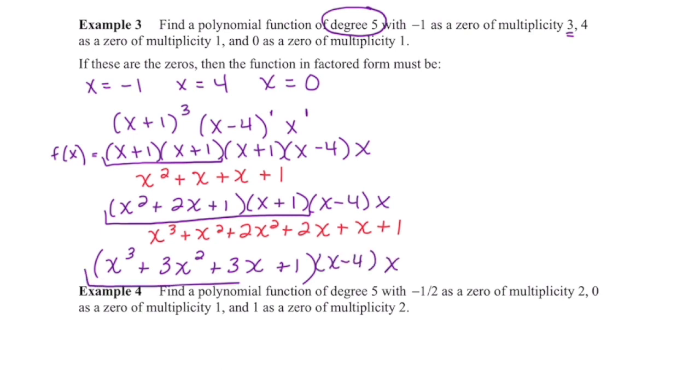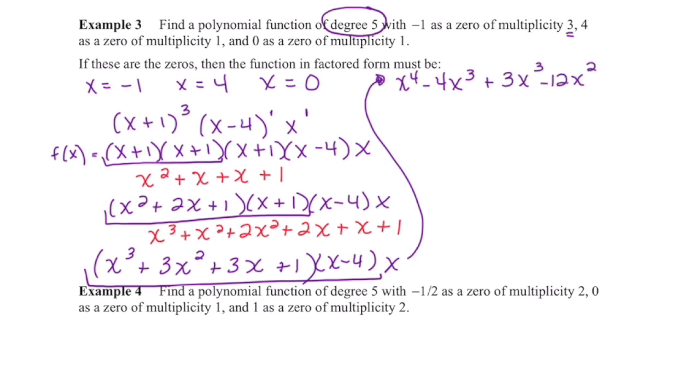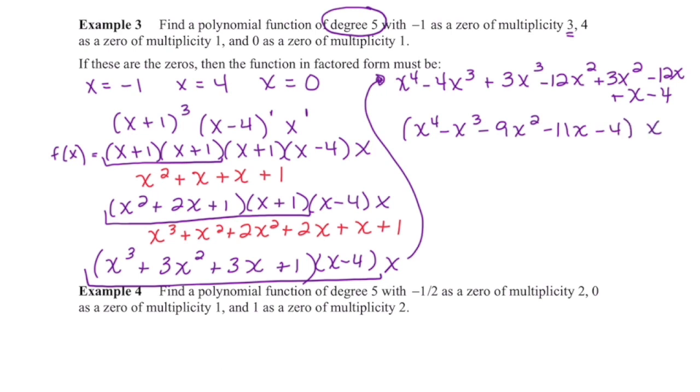So continuing on, take the polynomial of degree 3 times our binomial. This provides us with x to the 4th minus 4x cubed plus 3x cubed minus 12x squared plus 3x squared minus 12x plus x minus 4. Combining like terms, we'll have (x to the 4th minus x cubed minus 9x squared minus 11x minus 4), all times x.